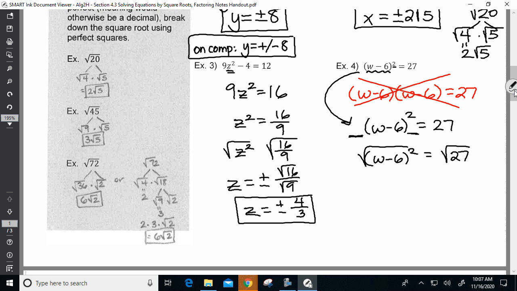Now we can go ahead and solve it. The square and the square root drop out. That's w minus 6 equals the square root of 27. 27 is not a perfect square. So you've got to find two numbers that multiply to 27, one of them being a perfect square. Square root of 9 is 3. 3 stays underneath. So that's plus or minus 3 square root of 3.